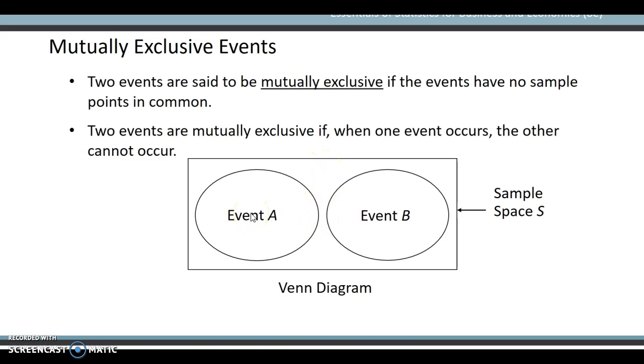So this might be the event here, A, that you get a black number, B, a red number. You cannot get a black number and a red number at the same time. They're mutually exclusive. Getting one implies that you don't get the other. So if I get a red number, it's not going to be black. Those two events are mutually exclusive.